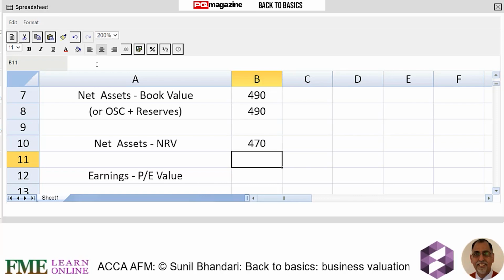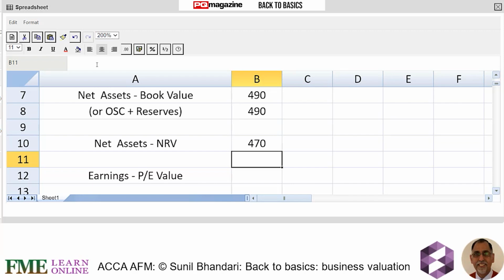And it's not a surprise that the NRV is below the book value, mainly because you tend to see a lot of the assets being sold at a fire sale value.